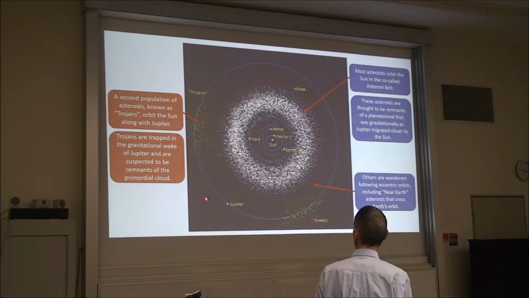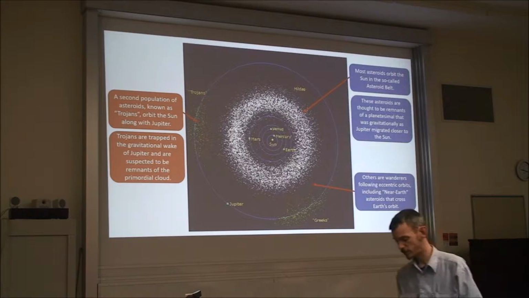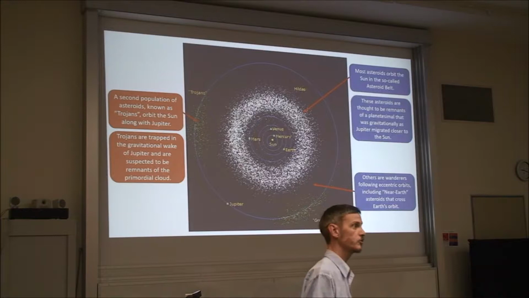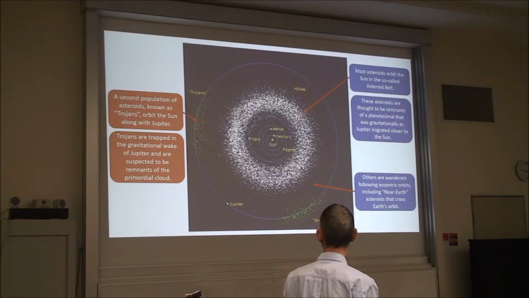And they're suspected to be probably the best examples of remnants of the primordial cloud where all of the planets and the Sun accreted out of about 4.3 billion years ago. So there is in fact plans for a NASA mission, assuming Donald Trump stays out of the way, to send a probe to one of the Trojans to sample it, as well as to study it with various imaging technologies to get a bit more of an understanding of the building blocks of the solar system from these Trojan asteroids.